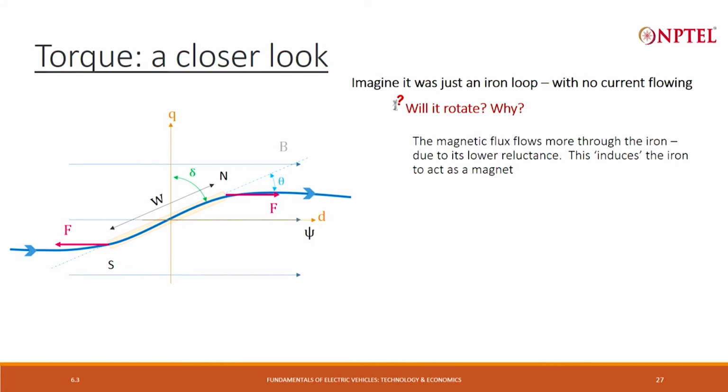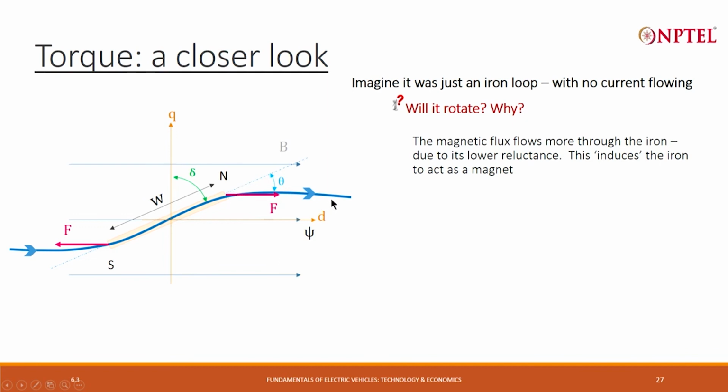The steel is like a magnet. The point where all the magnetic lines are emerging is like the north pole, marked here as N, and the point where all the magnetic lines are entering is like a south pole. This south pole will get attracted to the north pole here on the left by a force F, and this north pole will get attracted towards the south pole on the right with an opposite force F.